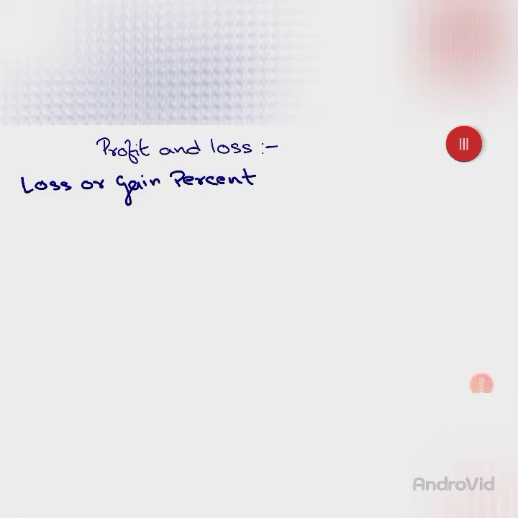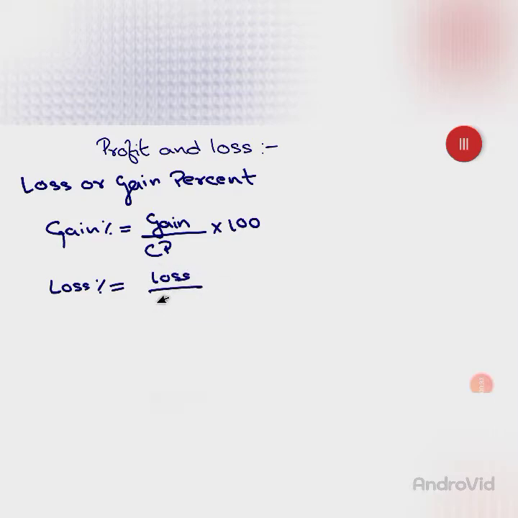Loss or gain percent. Loss or gain percent are always calculated on the cost price. Okay? Suppose gain percent will be gain by cost price into 100 and loss percent will be equal to loss by cost price into 100.